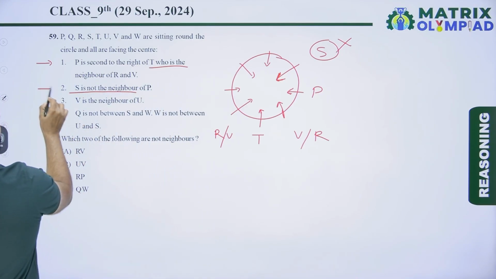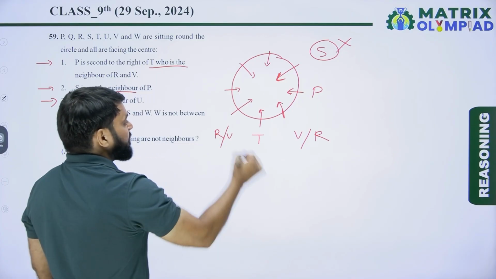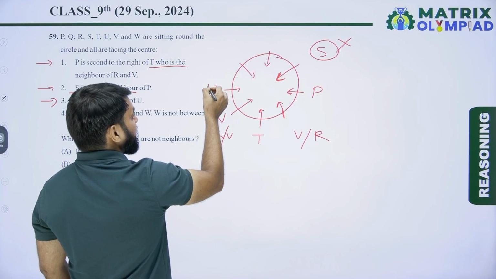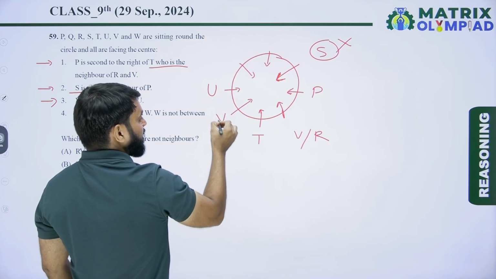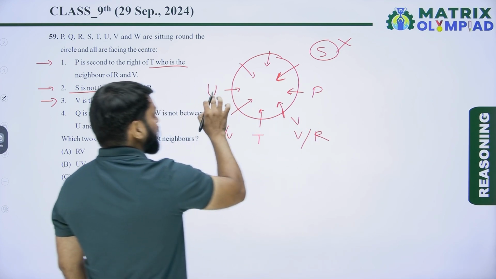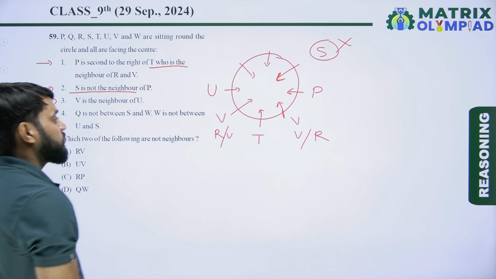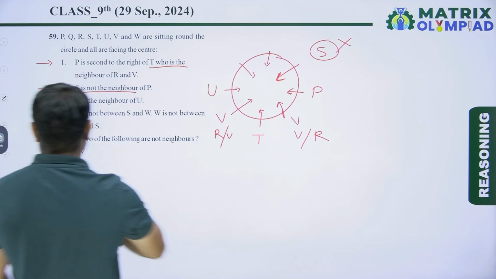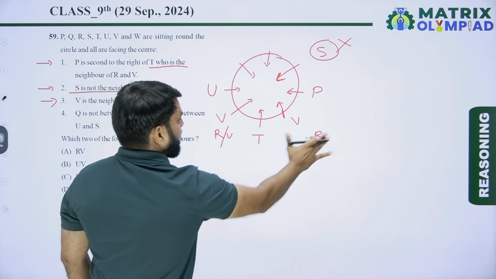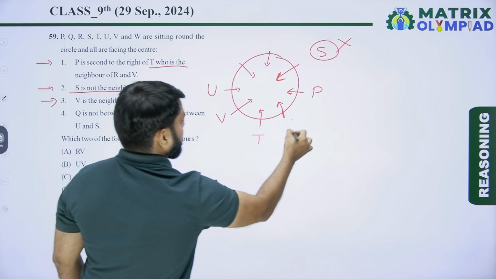Okay. Now next, V is the neighbor of U. It means here is V, then here is U, because V is the neighbor of U. If here is V, then U is not a possible neighbor of V. So it means here is V. If here is V, then here is R.